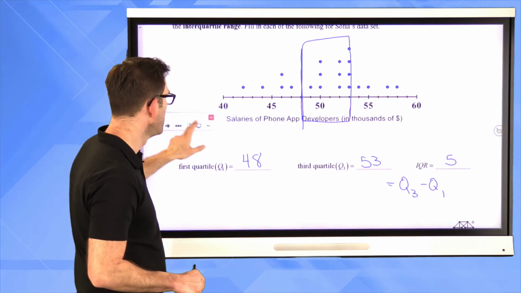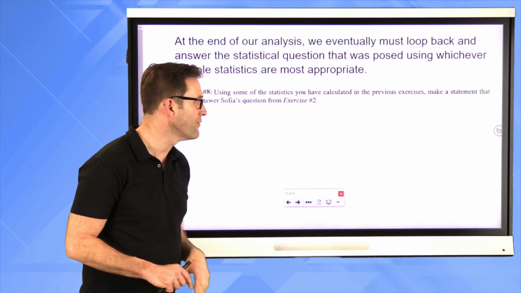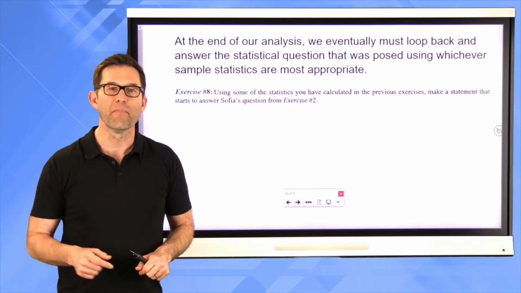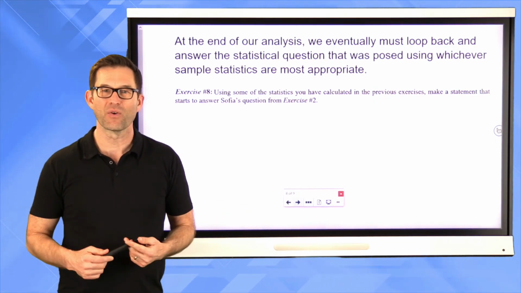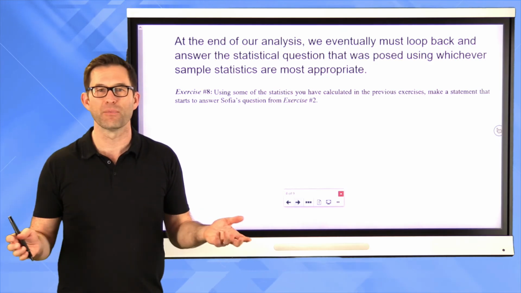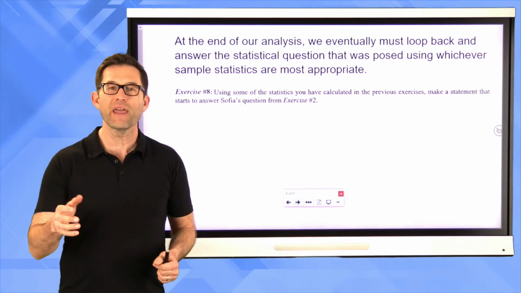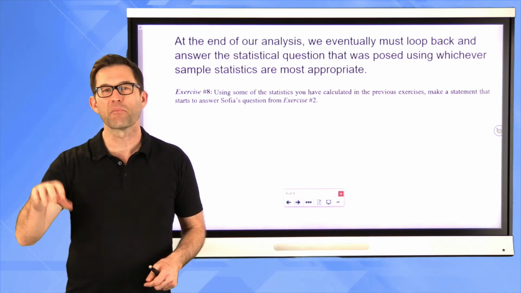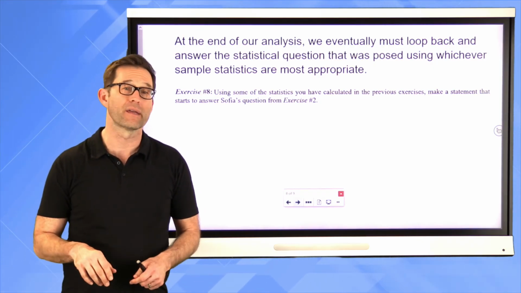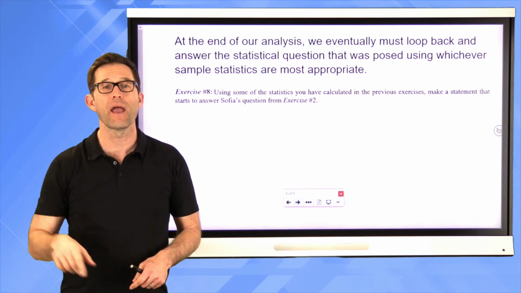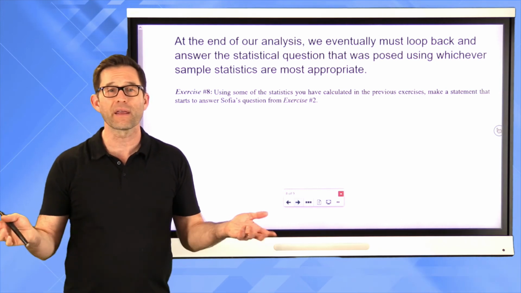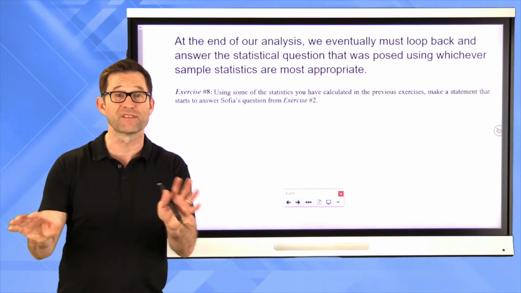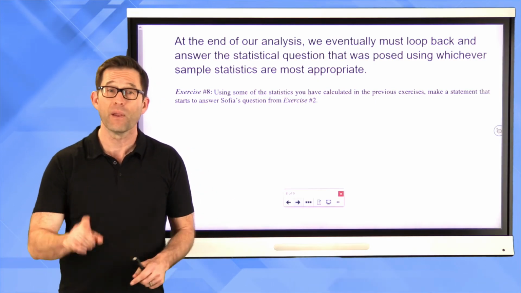Okay, so where does this all leave us? Well, at the end of our analysis, we eventually must loop back and answer the statistical question that was posed using whichever sample statistics are the most appropriate. So again, keep in mind how different this is from other math. Think about a problem with a parabola, where the projectile flies in the air given this quadratic equation. At what time does it hit the ground? We're not saying it hits the ground at all these different moments in time. No, it'd be one answer.